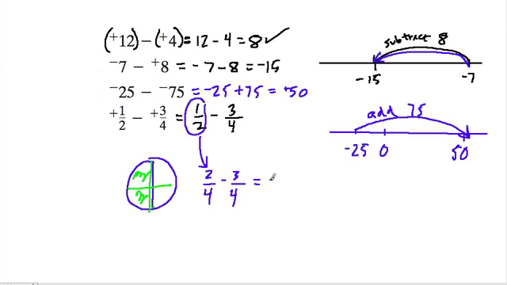If we use a standard algorithm, we can think of this as 2 minus 3 over 4. Now 2 minus 3 is negative 1, right? We're taking 3 away from 2. That brings us down to negative 1 over 4, and our answer is negative 1/4. And that's it.